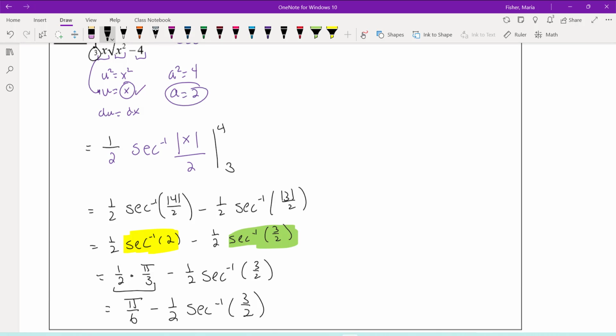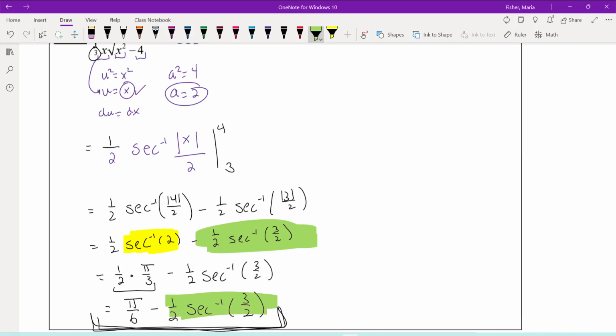Now, WebAssign's always going to be looking for these exact answers. So if you end up again with something that doesn't return a known angle, for example, we have no idea where the secant is equal to 3/2, you're just going to be leaving that as part of your answer. That's it for basic integration rules.